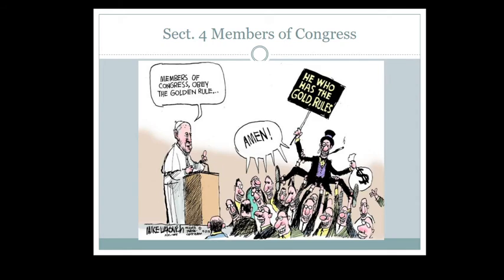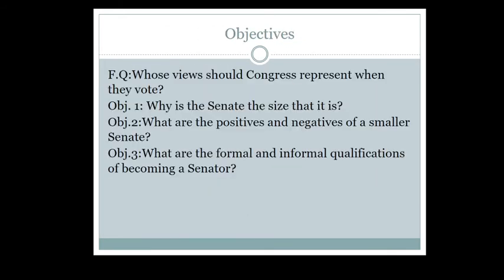Okay, and that's the end of section 3, so make sure you have the objectives answered there. Why is the Senate the size it is? Because the Constitution says it should be 2 per state. On objective 2, what are the positives and negatives of a smaller Senate? The positives are that it's much slower. It doesn't get things done as fast. The negatives are that it is much smaller, so you have a lot of things to do and not a lot of time to do it in.